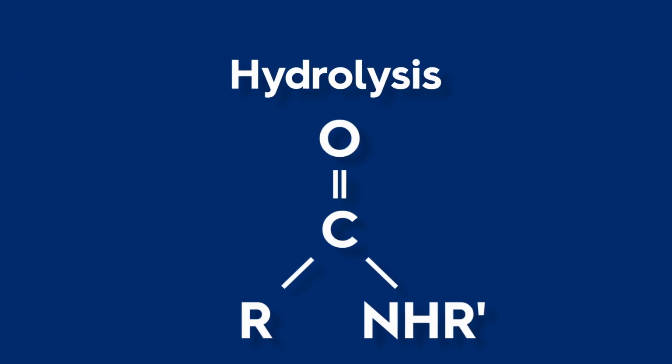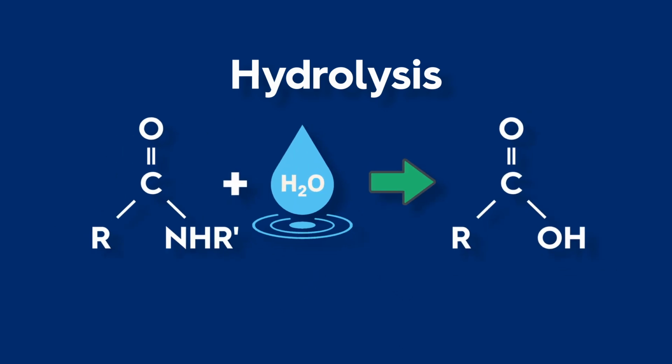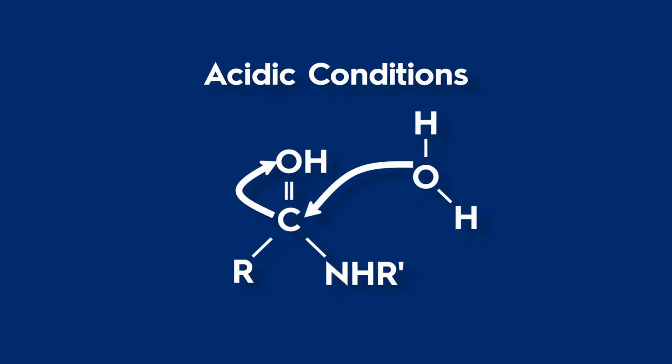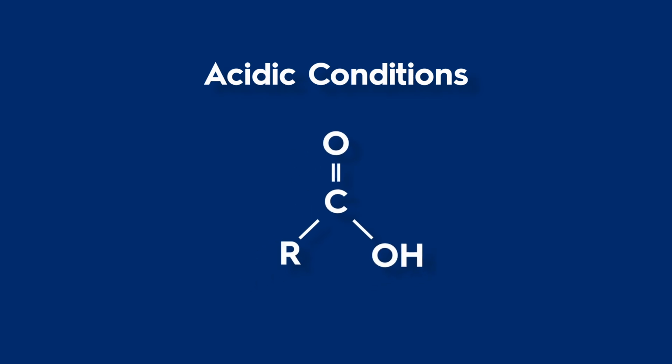Now, let's look at their reactivity. Amides can undergo hydrolysis, breaking back into carboxylic acids. In acidic conditions, the carbonyl gets protonated, water attacks, and after a few proton transfers, the carbonyl reforms and ammonia leaves. The overall products are a carboxylic acid and an ammonium ion.